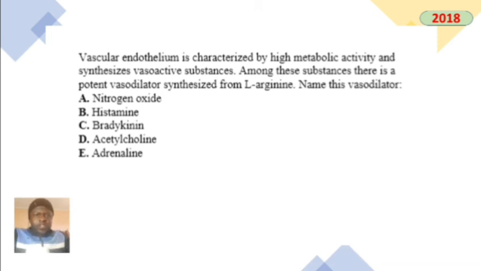Okay. Vascular endothelium is characterized by high metabolic activity and synthesizes a vasoactive substance. This vasoactive substance is called NO. All right, let's go. Among these substances, there is a potent vasodilator synthesized from L-arginine. Name the vasodilator, right? So this L-arginine is just the L-isomer of arginine. Arginine is actually an amino acid, right?